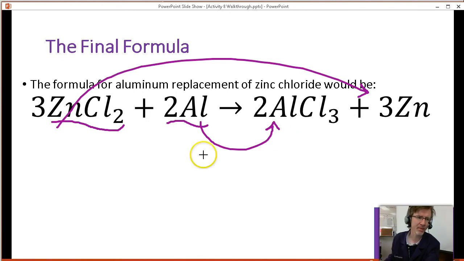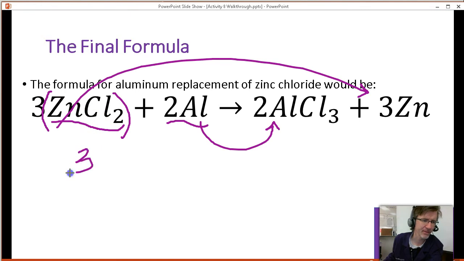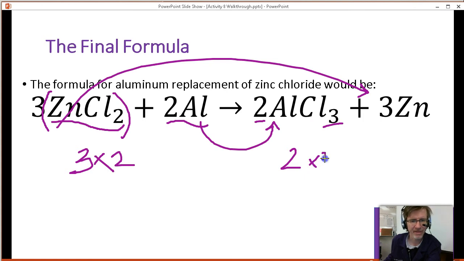And when you bumped zinc off, the 3 here means it's kind of like algebraic multiplication. There's 3 of these molecules in here, 3 zinc chlorides. That means there's 3 zincs, and there's 3 times 2 chlorine. So I have to have 2 times 3 chlorine. 2 times 3 is 6. So I have 6 chlorine here. And then 3 zinc over here, 2 aluminum here, 2 times 1 aluminum, 2 aluminum there, and then 3 zinc out there. Good. Nice.